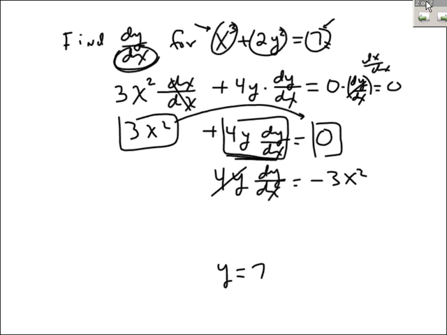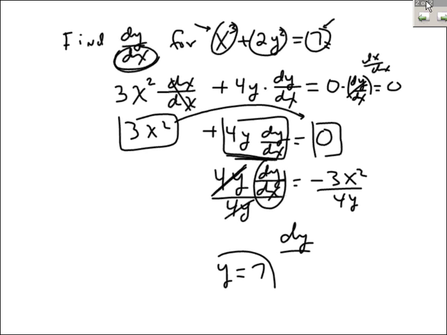And then I'm going to take the 4y and put it on the bottom. That is, I'm dividing both sides by 4y. On the left side they cancel out, and on the right side they don't. So, dy dx is equal to negative 3x squared over 4y. That's dy dx. Try another one.